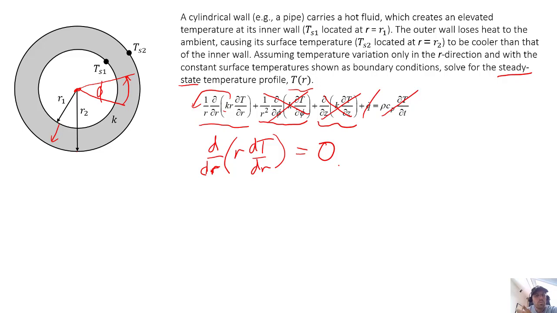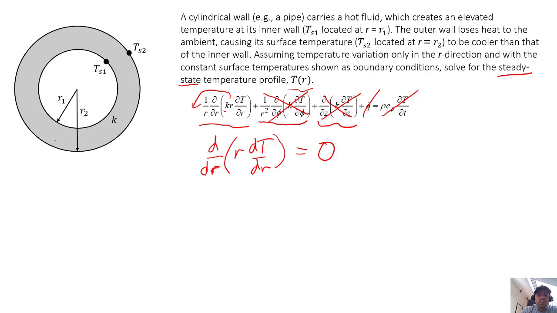So that reduces our equation even further. So we're left with this, and it's stating that the derivative of this quantity r times dT/dr equals 0. So it doesn't say that the second derivative is 0 like in the plane wall system. So we wouldn't necessarily expect our temperature profile to be this straight line, and we'll just do the math and see how this works out.